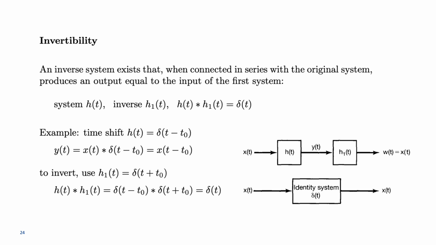What if we want to invert it? To invert it, we need to use a system that has impulse response h1 of t equal to delta of t plus t0. This is going to invert whatever delay or anticipation the first system introduced. So we get that h of t convolved with h1 of t is equal to delta of t.